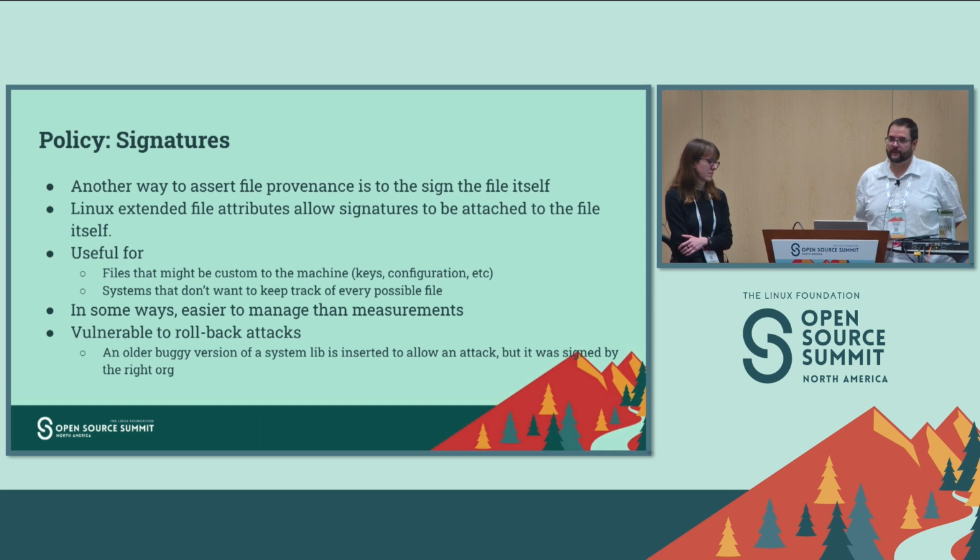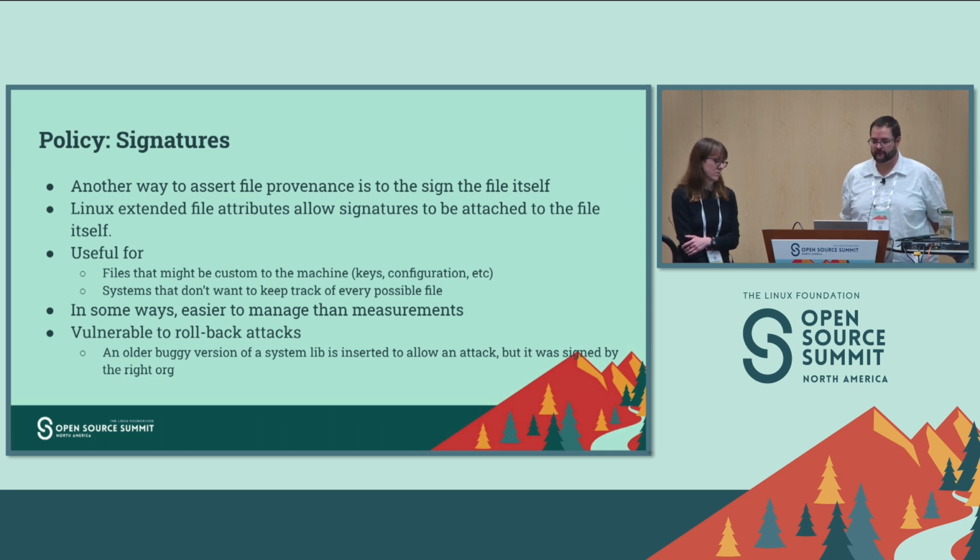Another way to be able to identify the policy of what we want on the system is to use file signatures. So file signatures allow us to prove the provenance of where the file came from, and the Linux extended file attributes allow us to embed these signatures into the file itself. And this is really useful for files that could be very specific to that machine, so configuration files, keys, that kind of thing. And it can also be useful when there are systems that have a lot of files that we don't want to keep track of every file.